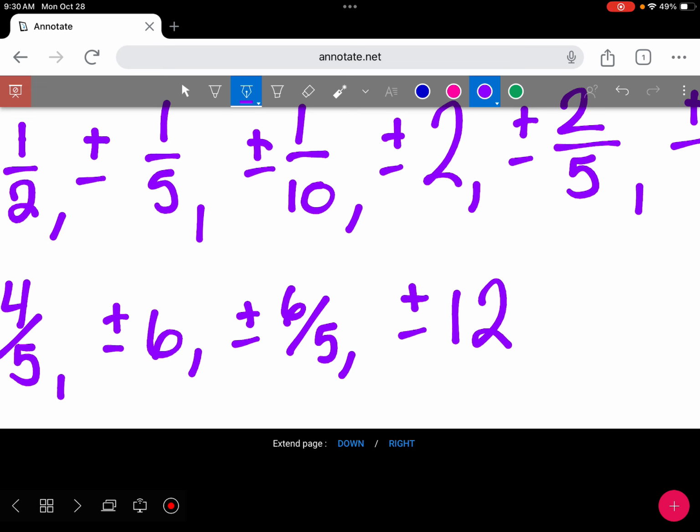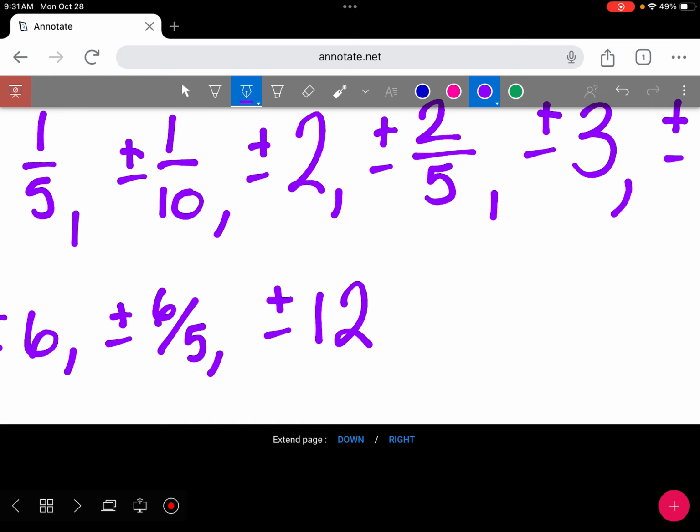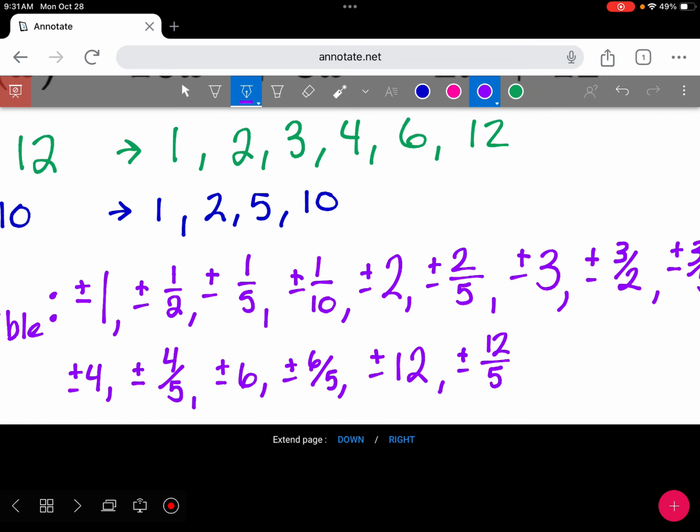12 over 5. 12/5 is not the same thing as 6/5. Does 12 over 5 simplify? So I don't already have it in my list. Oh, I thought you said 12 over 5 does not simplify. Oh, 12 over 10. How about that one? Yeah, that's 6/5. There we go. That one we already have on the list.